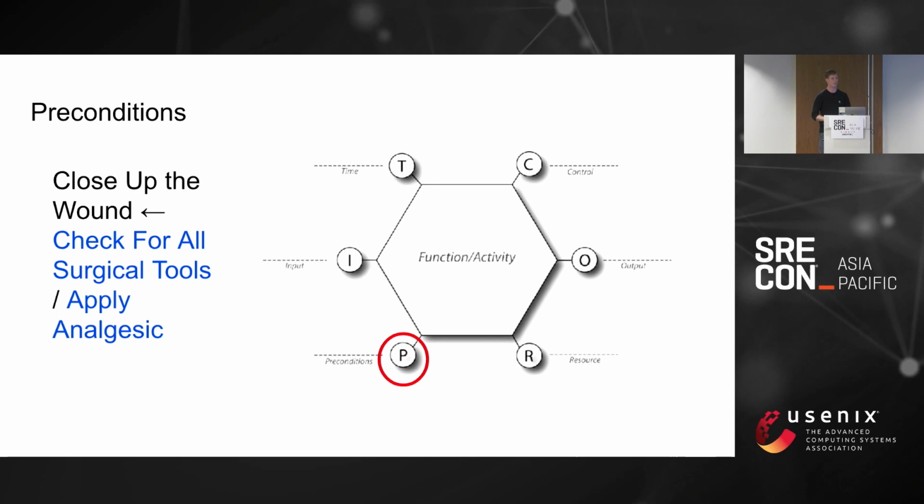Preconditions. These are similar to resources, but they're not exhaustible in the same way, right? So in a medical example, and a lot of this was innovated in the medical field looking at surgical processes, if the function is close up the wound, then a precondition for that is check that you've accounted for all the surgical tools so that you don't leave one inside them. That's a thing that has happened. It's a case study in FRAM, in fact, and apply the analgesic so it doesn't really cause other problems.